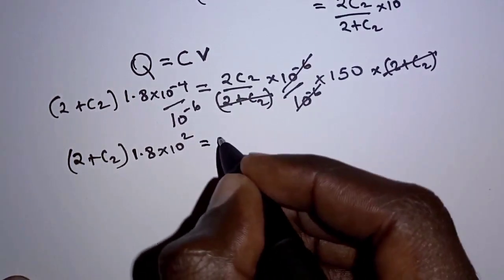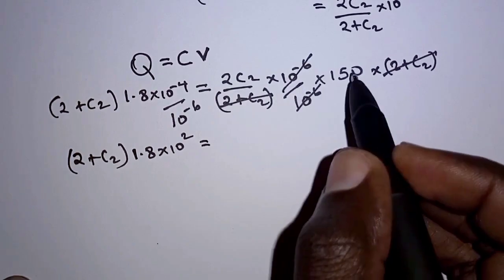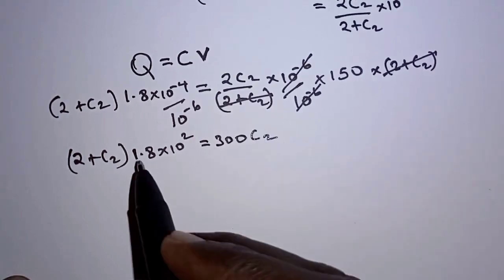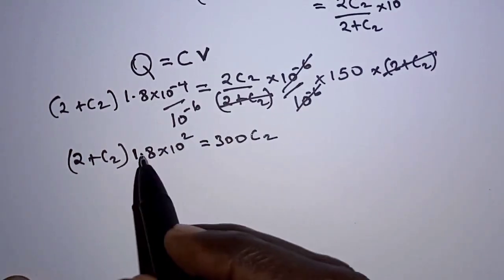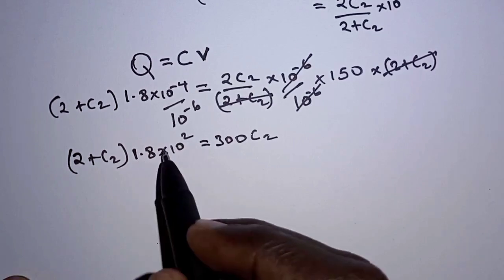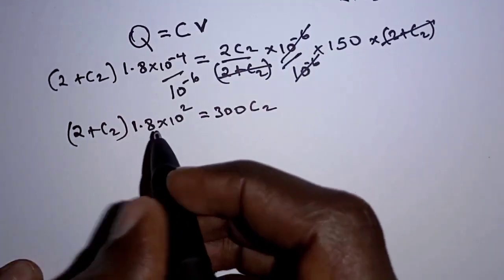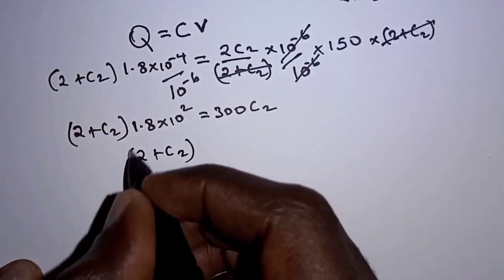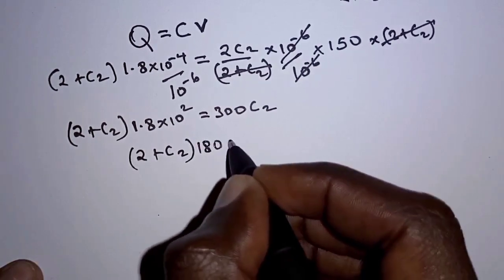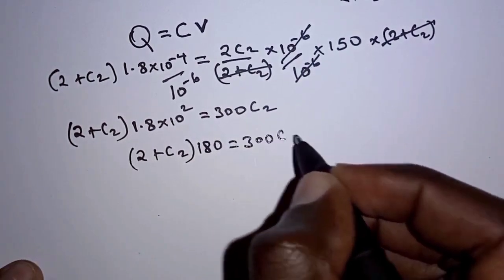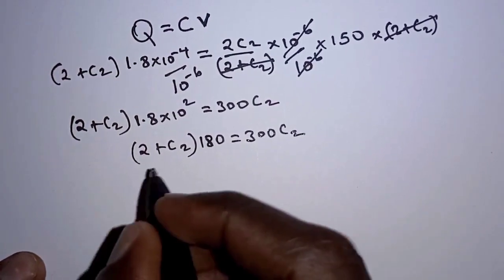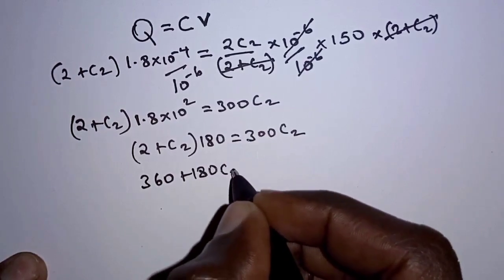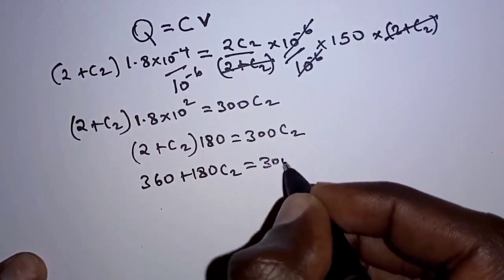And then on the right hand side, we have 2 times 150, that is 300 C2. 1.8 times 10 squared, that is 1.8 times 100, which is 180. So for simplicity again, let's have this 2 plus C2 times 180. And then on the right hand side, we have 300 C2. Opening the brackets here, we'll have 360 plus 180 C2. And then on the right hand side, we have 300 C2.